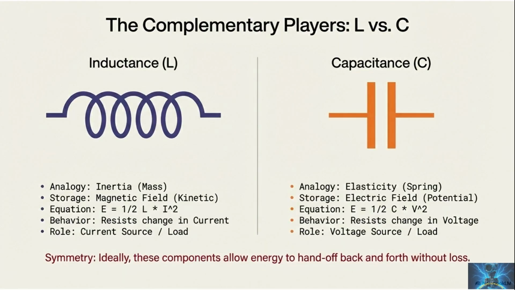Inductance acts like inertia. It resists changes in current. Capacitance acts like elasticity. It resists changes in voltage. Inductance stores energy in a magnetic field. Capacitance stores energy in an electric field. They are opposites that cooperate. Resonance exists because inductance and capacitance take turns holding the energy.